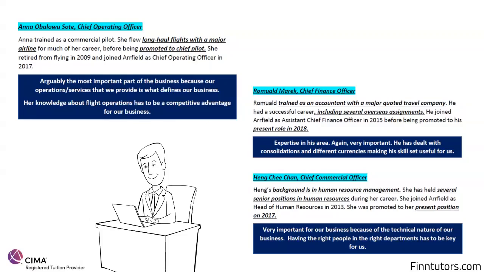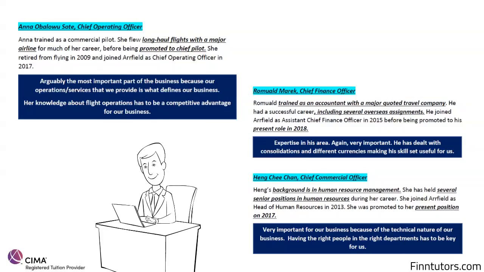Next, we have Heng Chi Shan. She is our Chief Commercial Officer. Heng's background is in human resources. She has held several senior positions in human resources during her career. She joined Arrfield as head of human resources in 2013, and she was promoted to her present position in 2017.